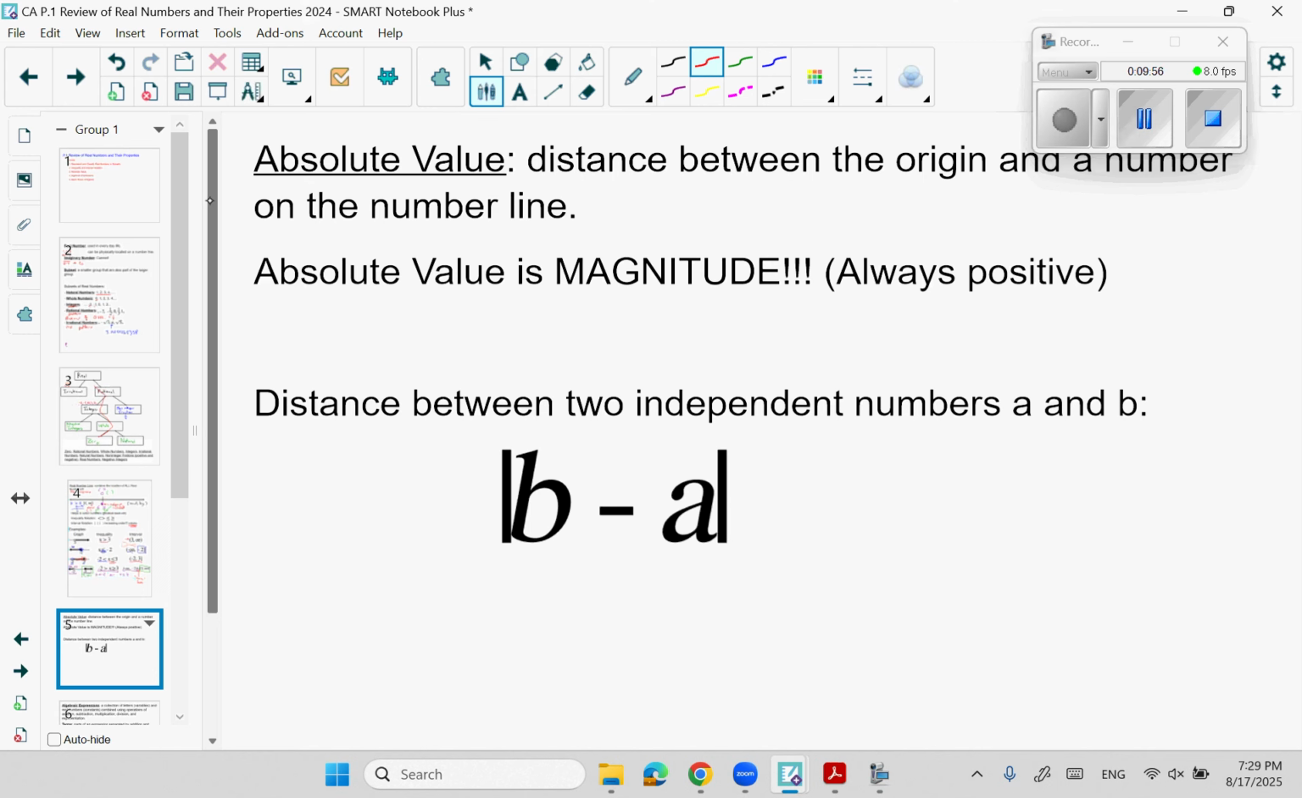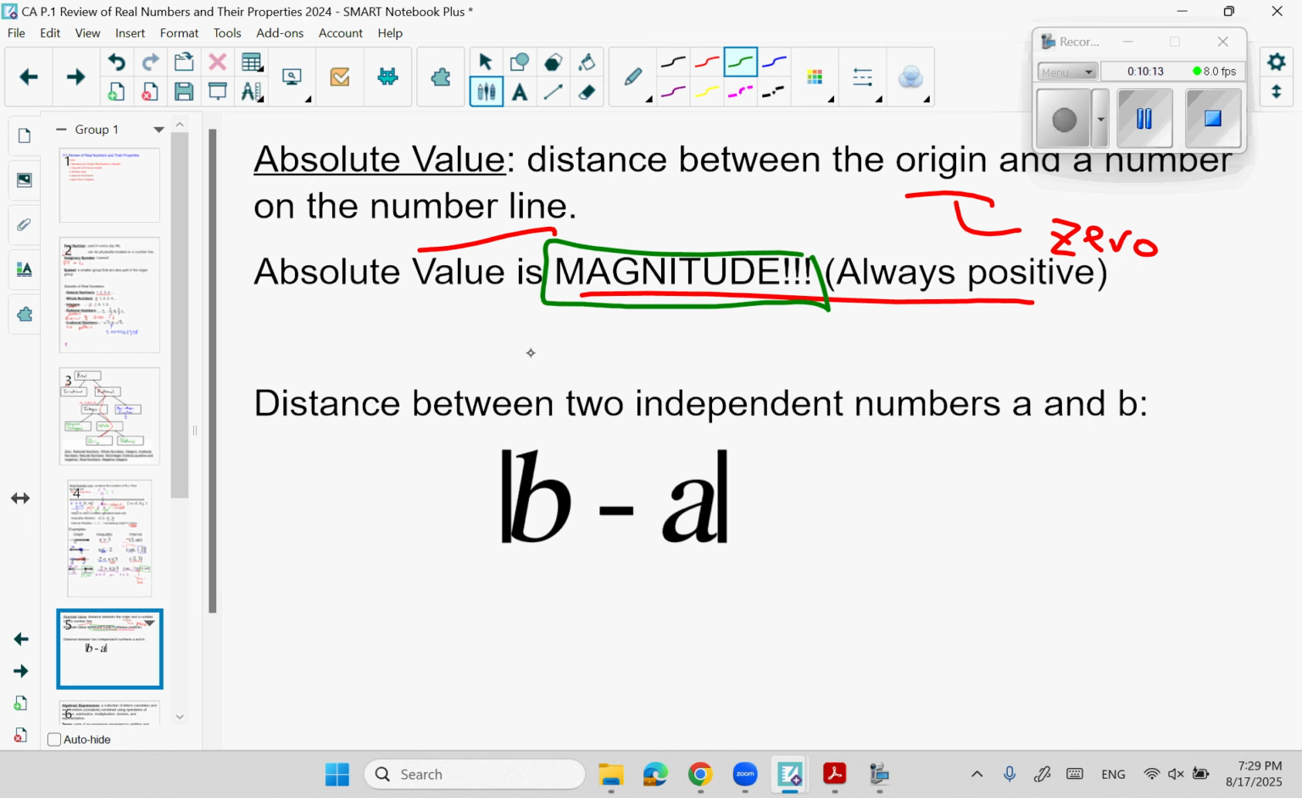Absolute value. It's the distance between the origin and a number on the number line. Origin, if you want to think about it graphically, is this idea of zero. It's a value of magnitude. It's always positive. Magnitude, as we're going to talk about later this semester, is the idea of distance. For example, I would never run negative 3 miles. I would run 3 miles in one direction. So no matter what, the distance between B and A always has to be a positive value.